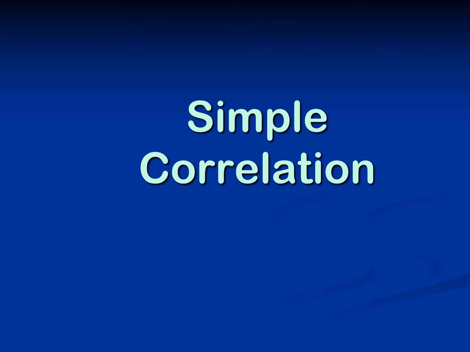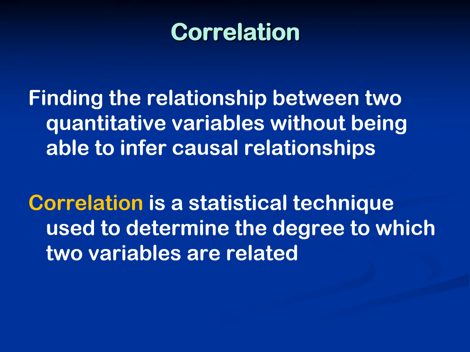Hello students, today we will discuss simple correlation. First, the meaning of correlation. This is the relationship between two quantitative variables without being able to infer causal relationships. So correlation is a statistical technique used to determine the degree to which two variables are related.